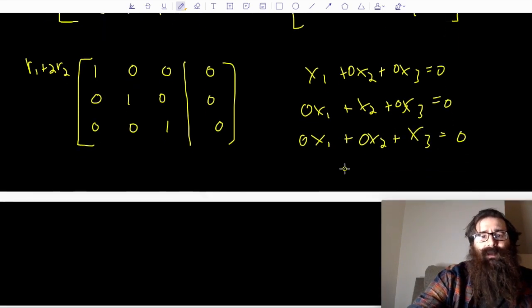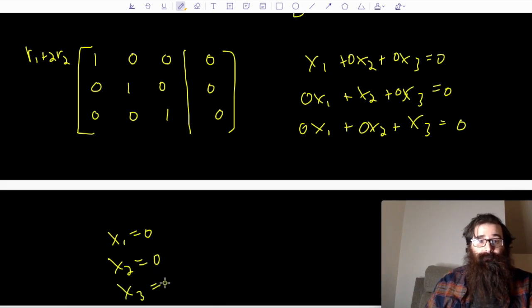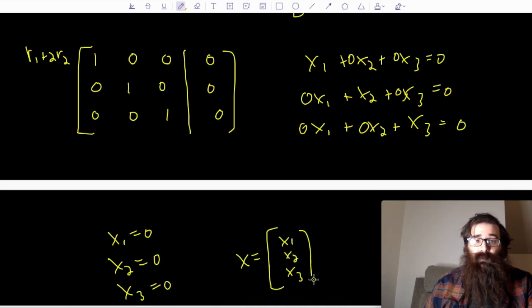We typically wouldn't write it this way. This is a lot of excess stuff that I don't need to write. In fact, I think it's much worse to write it this way. What this is really saying is x1 equals 0, x2 equals 0, and x3 equals 0. Or if I want to write this as a vector, I could say x is the vector with entries x sub 1, x sub 2, and x sub 3 in it, in which case all of these entries are 0, so it's the 0 vector.